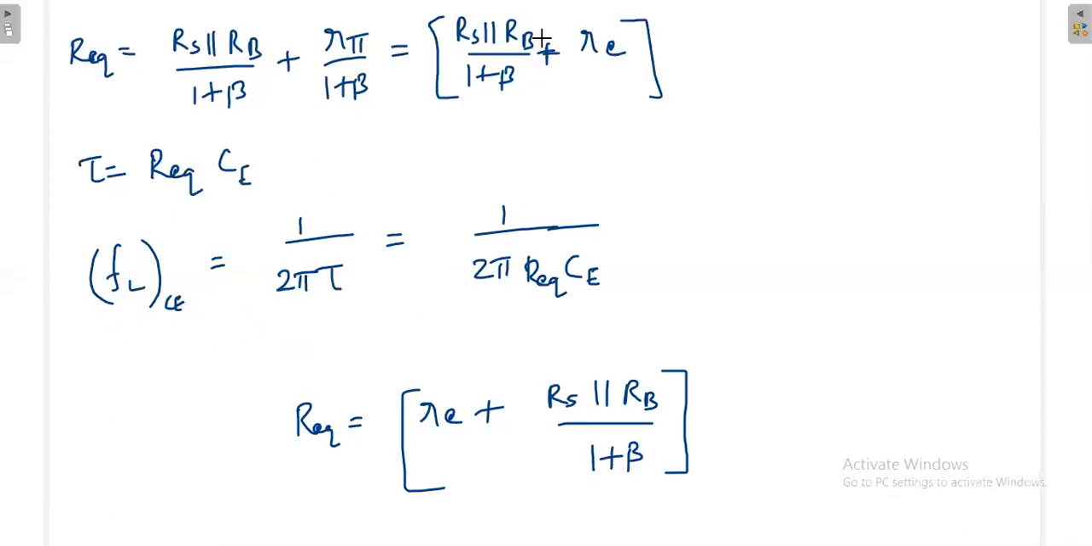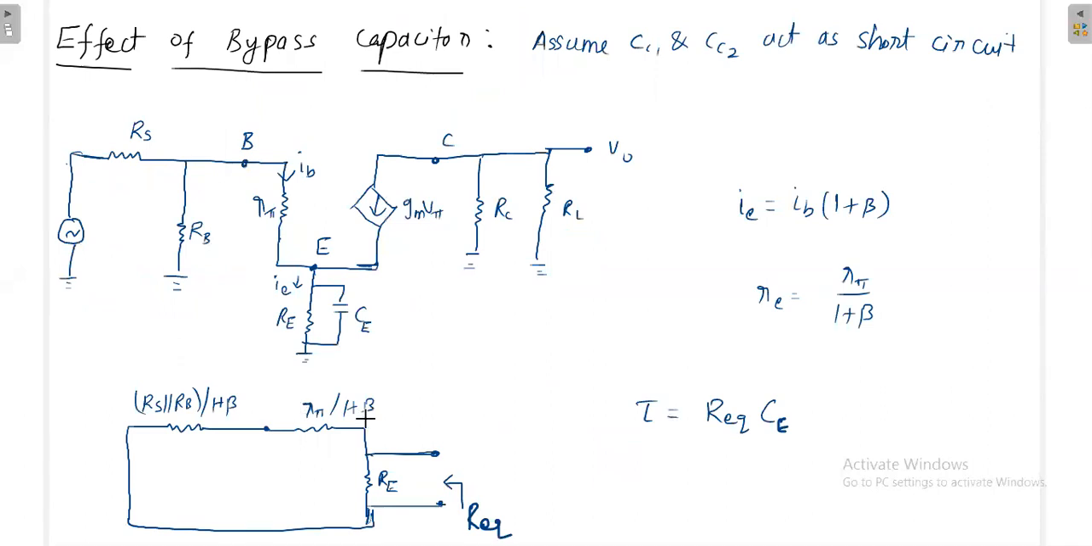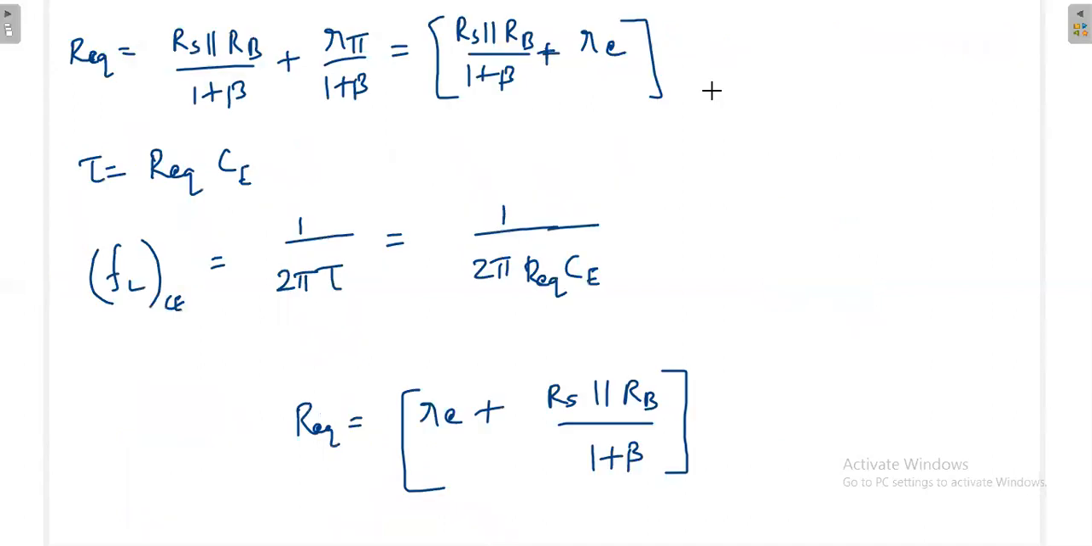And I think we made one mistake here. We have calculated this RS parallel with RB divided by 1 plus beta. We have just added these two, then that will become in parallel with RE. So we have to write down here in parallel with RE. Similarly, that also will come here in parallel with RE. So you have to substitute the entire RE equation here. Then you will get the corresponding lower cutoff frequency.